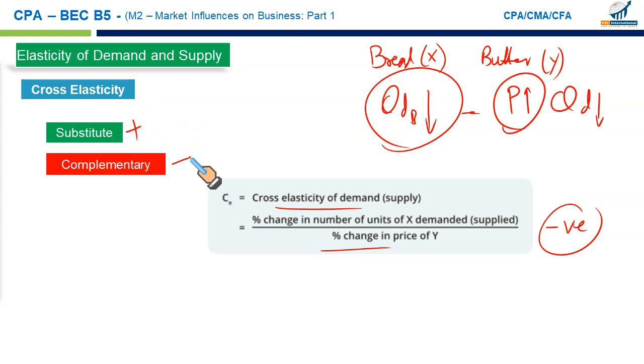If goods are totally unrelated, like vehicles and computers, totally unrelated, then for them cross elasticity would be 0.